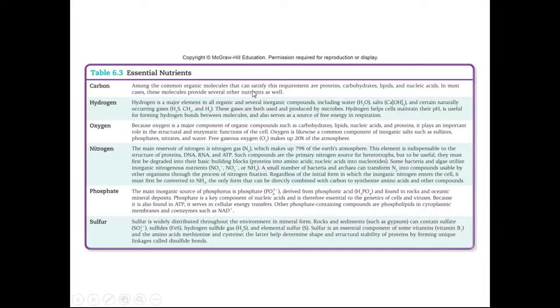Carbon is the main backbone of all of our biomolecules: our carbohydrates, our proteins, our lipids, and our nucleic acids. Hydrogen is also a major element present in all molecules of the body. These hydrogens help to maintain the body's pH, are useful for forming hydrogen bonds that help to hold large macromolecules together, and are also used as a source of energy if we have lots of carbon-hydrogen bonds.